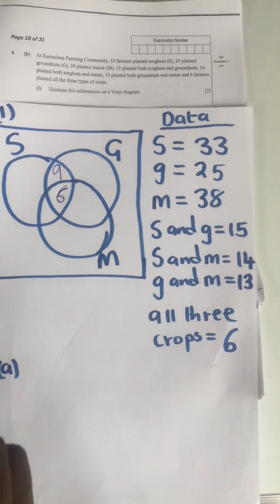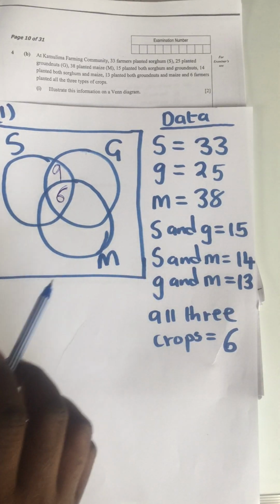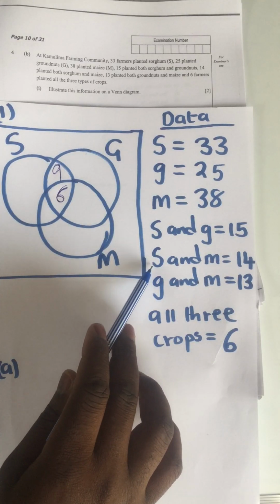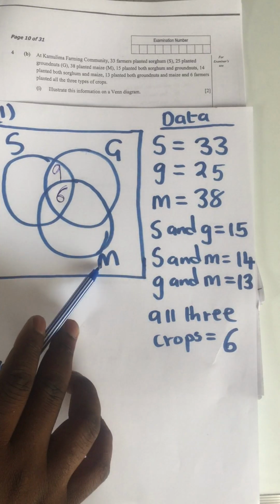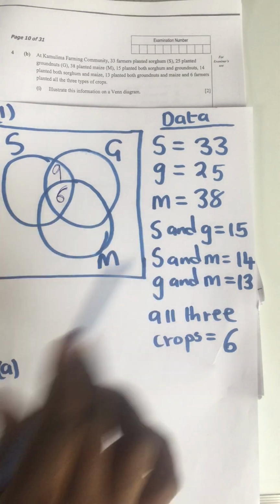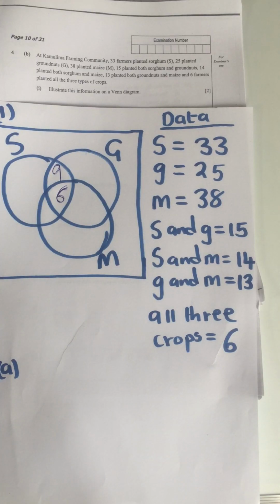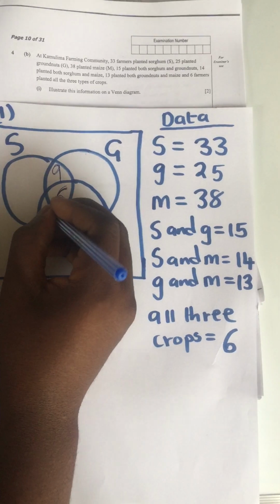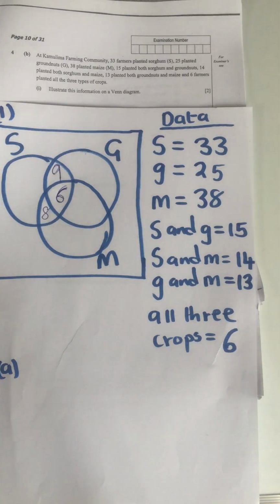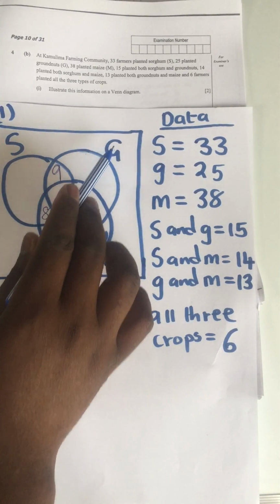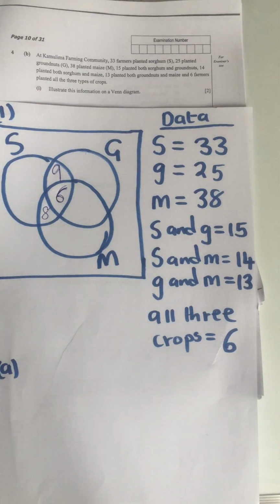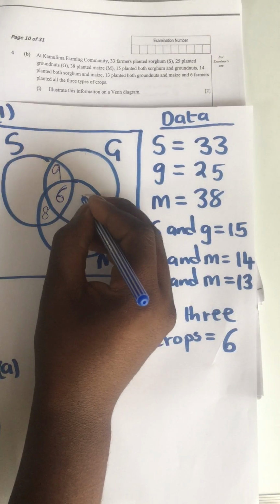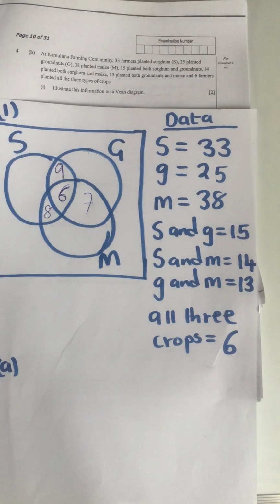The next step, it's what? Sorghum and maize. It's how many? 14. So I want to put here. Sorghum and maize, it's 14. Remove 6. It's 8 here. Next, it's groundnuts and maize. So I want to put here. Groundnuts and maize, it's 13. So you say 13 minus 6. You get your 7 here. Have you seen? That's the first step.